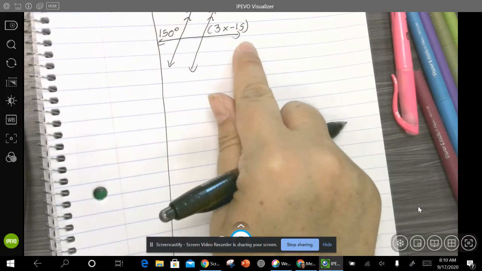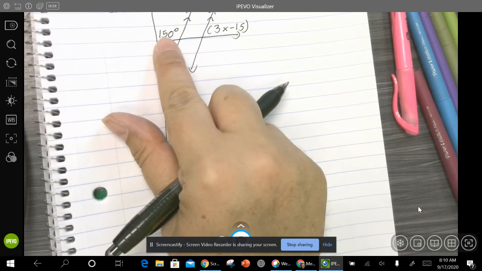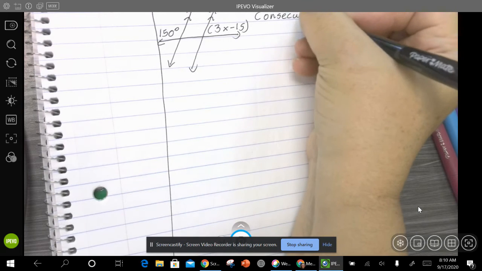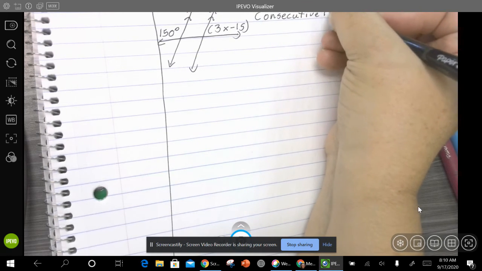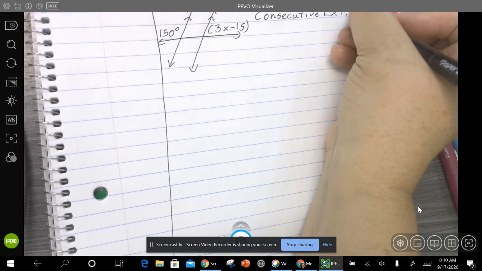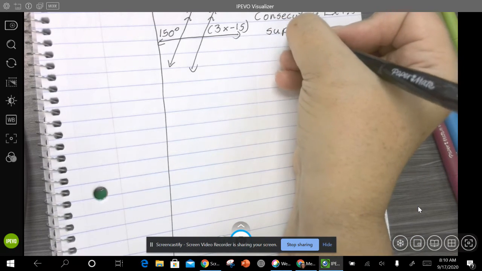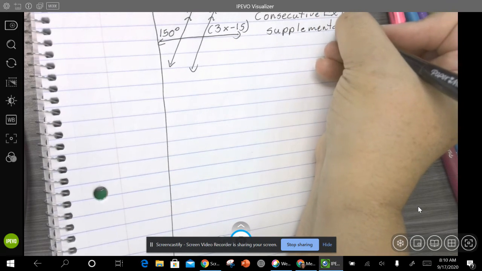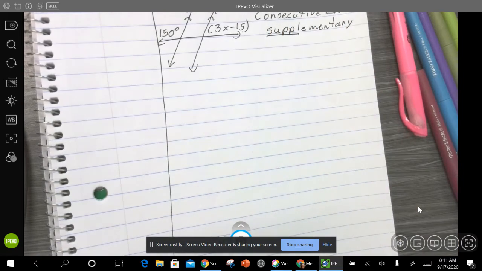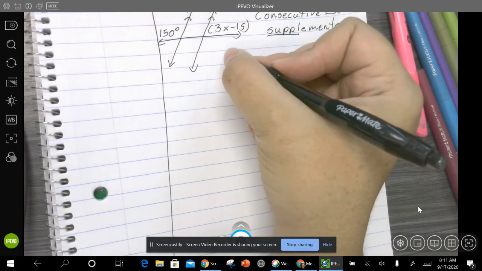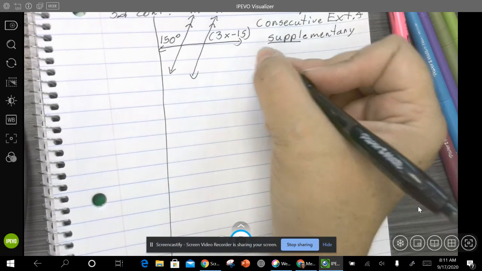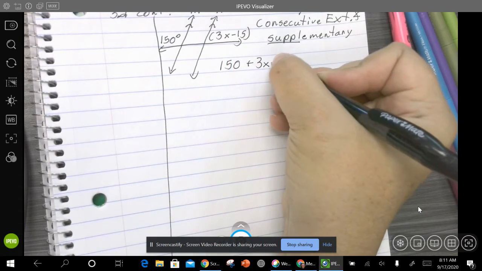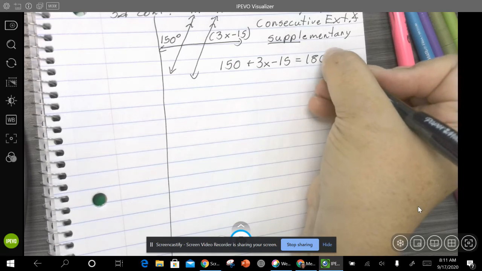Okay. So this is our transversal. So they're on the outside, same side outside. So they are consecutive exterior. Okay. They are supplementary. So they are supplementary. Everybody, I'm writing the words out, but you can or you don't have to. Okay, since they're supplementary, we're going to set them equal to 180 degrees. So 150 plus 3x minus 15 is equal to 180.